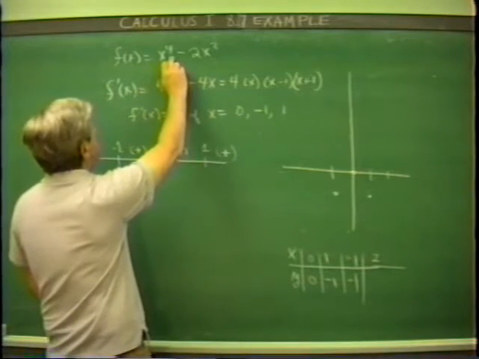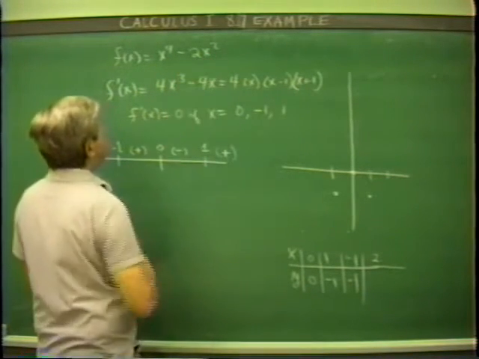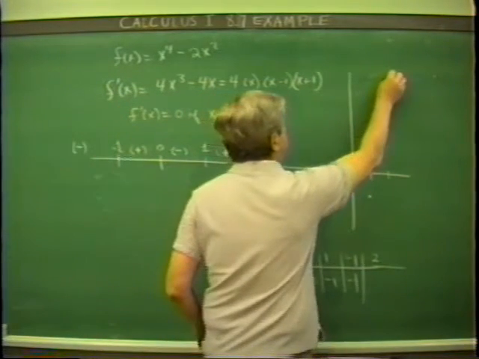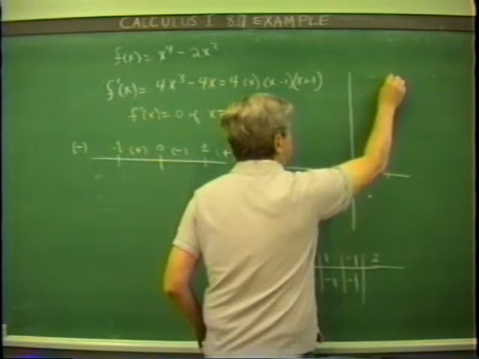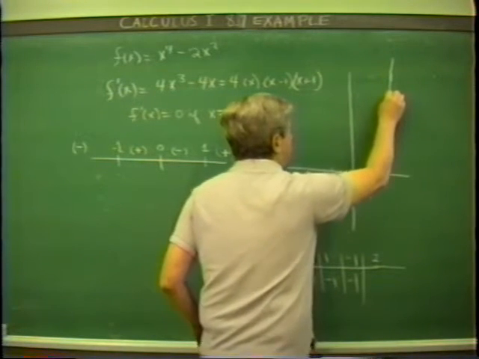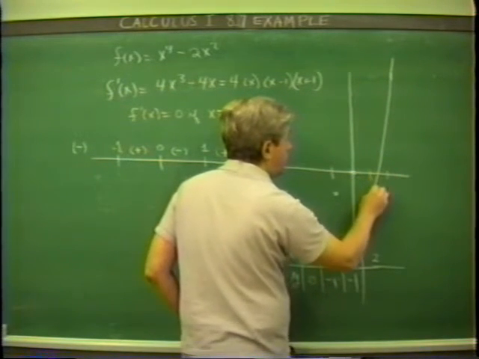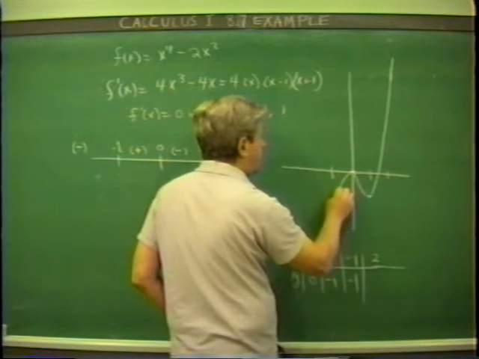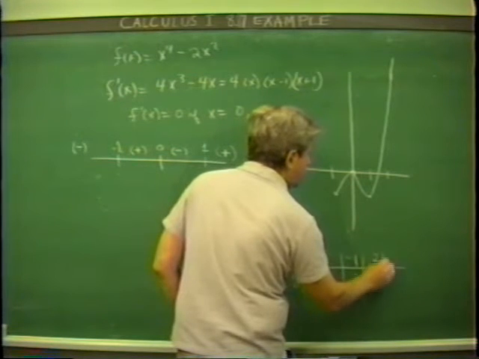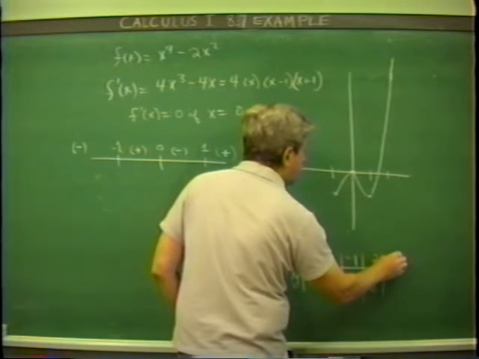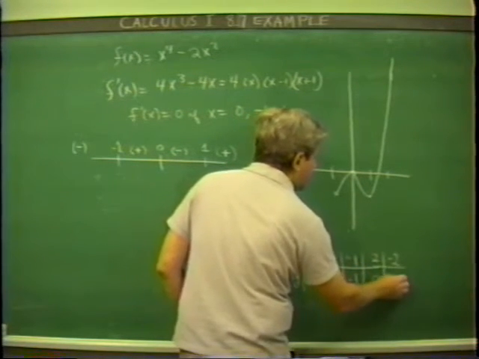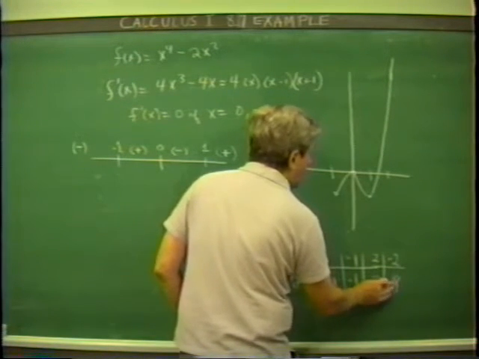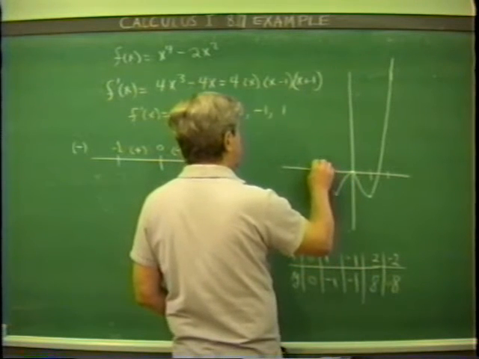The value of the function at 2 is 16 minus 8, or 8. So the value of the function at 2 is 8. So the function is increasing, and so it looks like this. This is a relative minimum. This is a relative maximum. This is a relative minimum. The value of the function at 2 was 8, and since the function is even, the value at minus 2 is going to be 8 also.